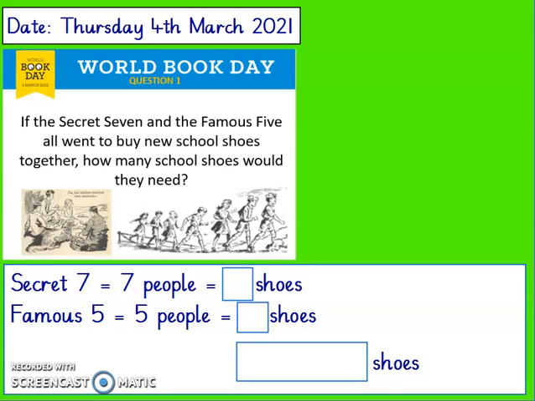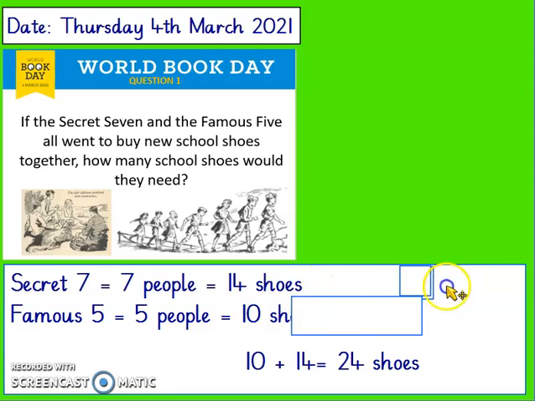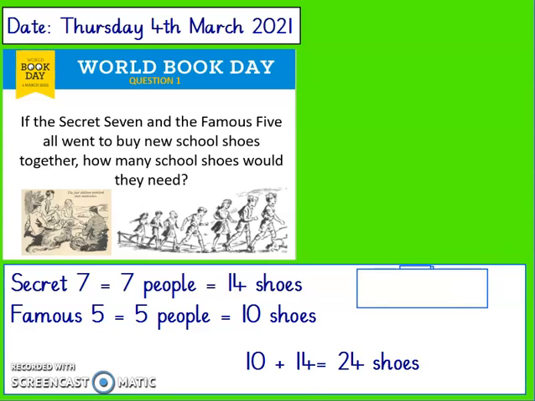If the secret 7 and the famous 5 all went to buy new school shoes, how many school shoes would they need? So let's think. Secret 7 is 7 people and the famous 5 is 5 people. How many shoes do they have each? And what is the total? Let's have a look. 14 shoes because they've got 2 feet each, and 10 shoes. Add them together, 24.